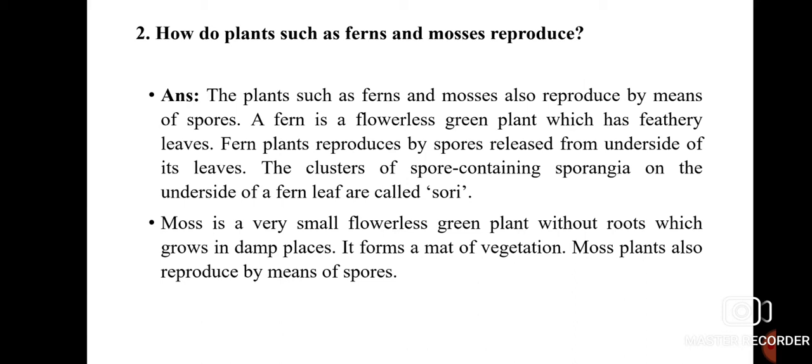Now, what is a fern plant? It is a flowerless green plant which has feathery leaves. Mostly you will find a fern growing on the surface of a wall, or growing on the surface of another plant. Now this fern plant has spores on the underside of the leaves, black dots present on the underside of the leaf. Now what are those?